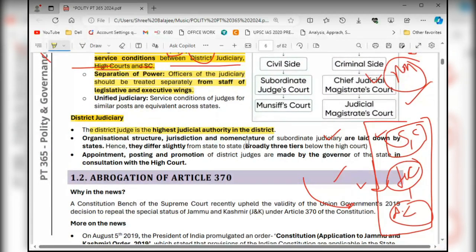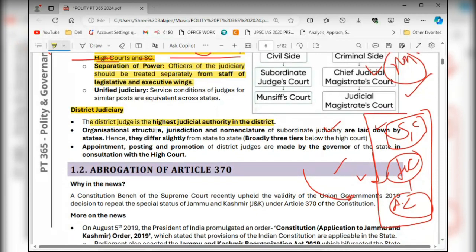Because we are talking about the district, we know the district judge will be the highest judicial authority in the district. Then the organizational structure, jurisdiction, and nomenclature of the subordinate judiciary are laid down by the states, hence they differ slightly. Because every state has its own system, its own administration, and that administration varies from state to state. How Rajasthan would operate their judiciary, how MP, UP, and Andhra Pradesh would.